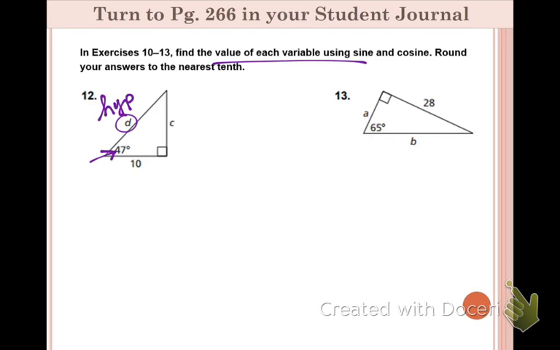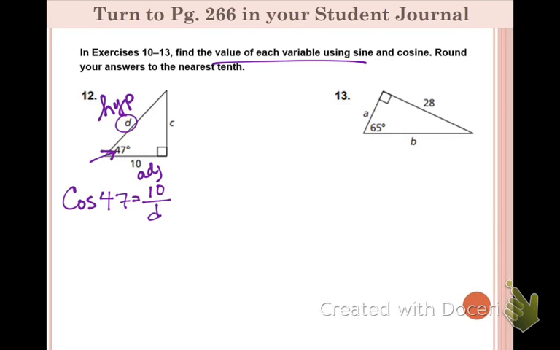And what kind of side were we given? In comparison to 47, that's degrees, so the adjacent. So which trig function are we going to use? Cosine. From what angle are we coming from? 47. Equals the adjacent, which is 10, over the hypotenuse, which is D.